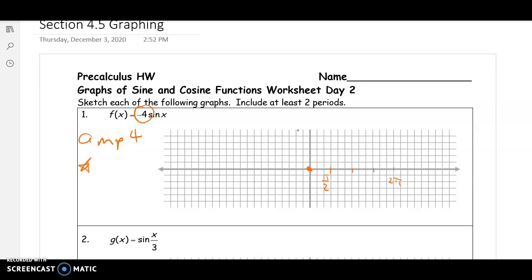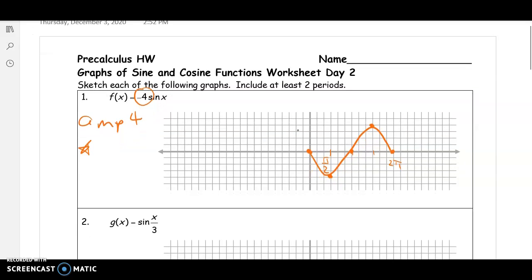And I put a star because it's a reflection. So at pi over 2, sine is normally +1. Multiplying that by -4 would be -4. Back to 0, up to +4, back to 0. So here is your graph of -4 times the sine of x. Pause this video at any time that you need to go back through this.